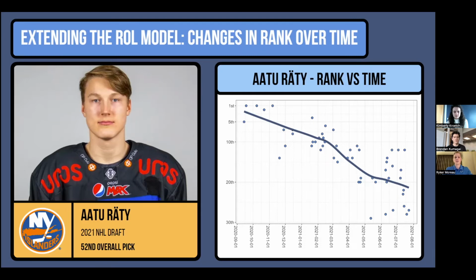First, let's look at an example. Aatu Räty was a top prospect in the 2021 NHL draft. Near the beginning of the 2020-21 season, Räty was considered to be a possible #1 overall pick. However, if we look at the rankings as the season went on, we see the average ranking from the agencies is around the 20th pick as we approach draft day. Obviously, we should put more merit on rankings closer to the draft. So how can we deal with these changes over time?